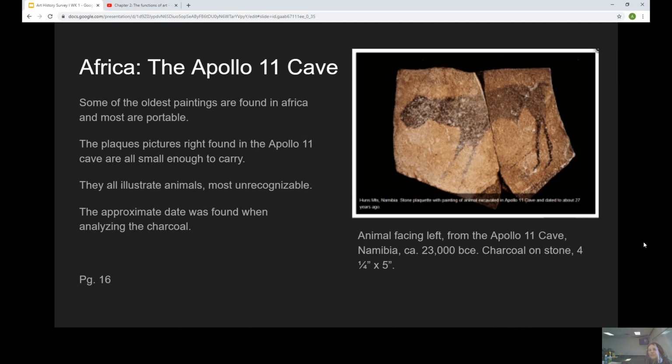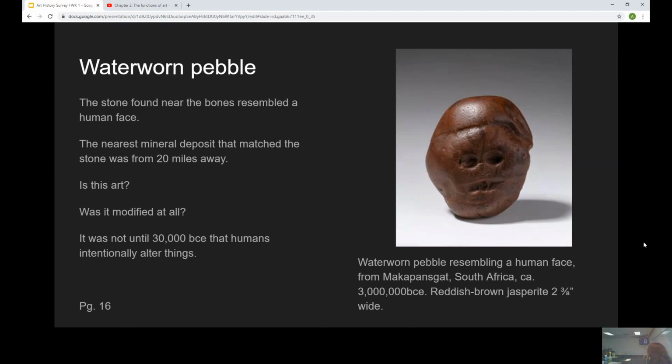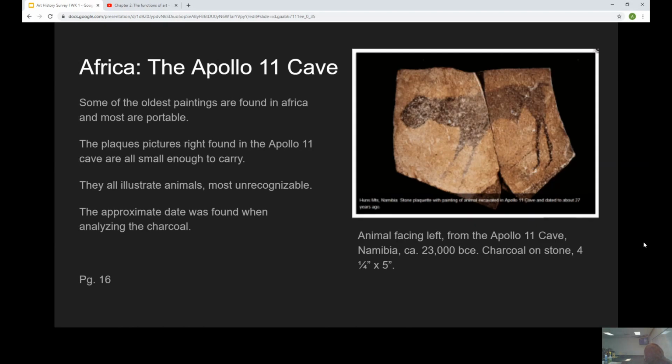That takes us to Apollo 11 cave in Africa. By the way, this was also in Africa, if you notice, South Africa. So we are starting off obviously in Africa. In the cave structures where this was located in Namibia, there were many, many caves. This is just the one from the Apollo 11 cave. There were multiple stone tablet fragments found with abstract animal-like forms on them. All of the tablets were very small and portable, like you could take them with you.